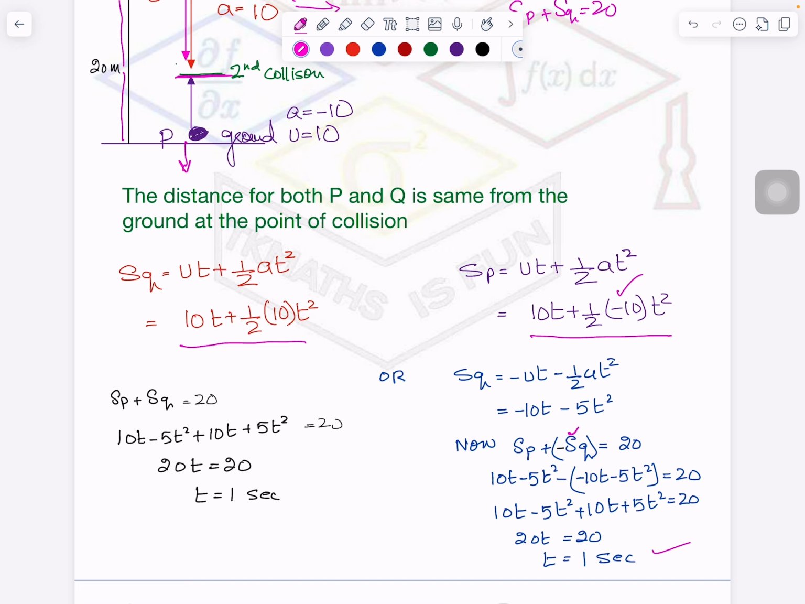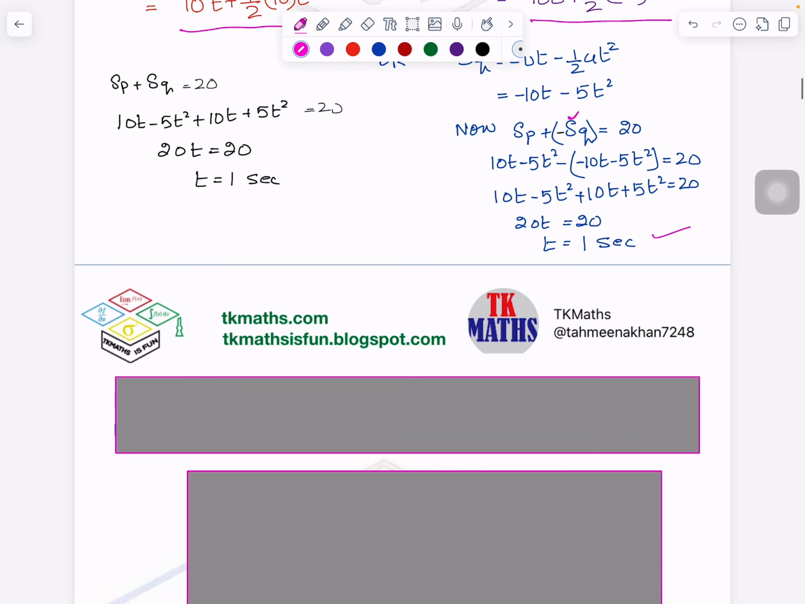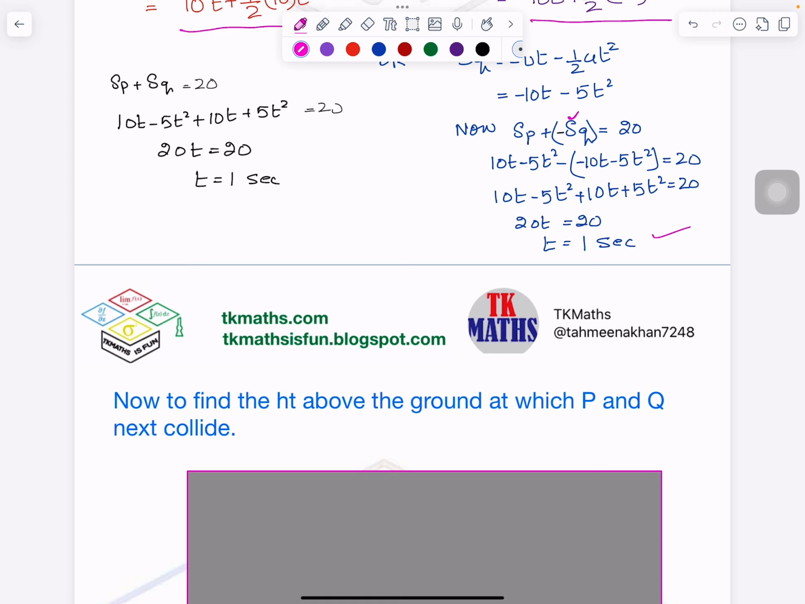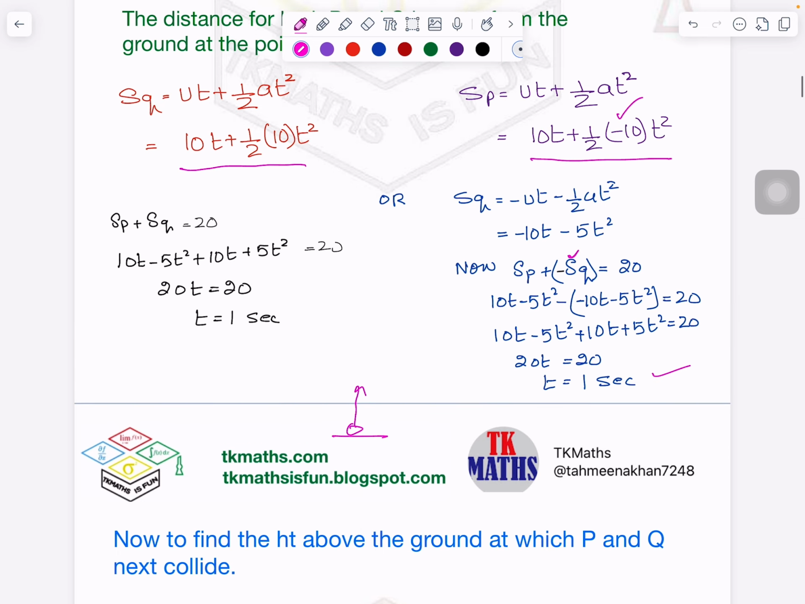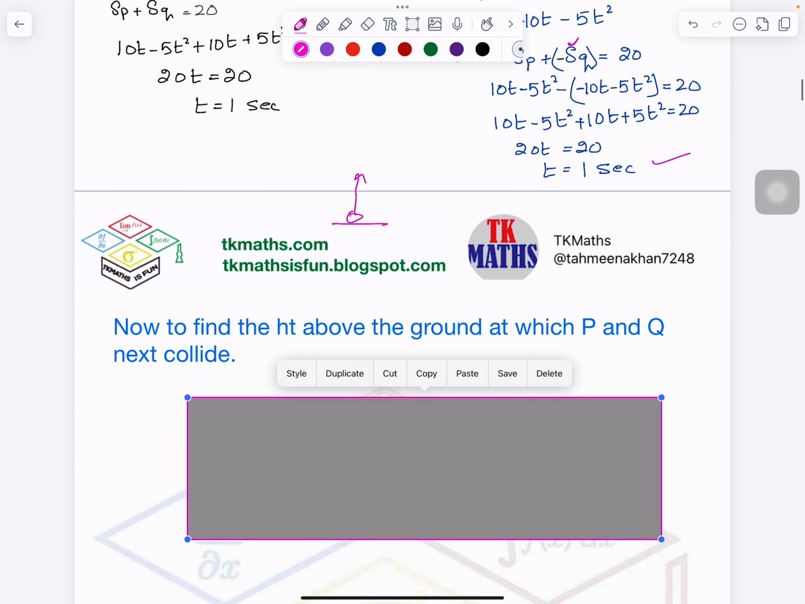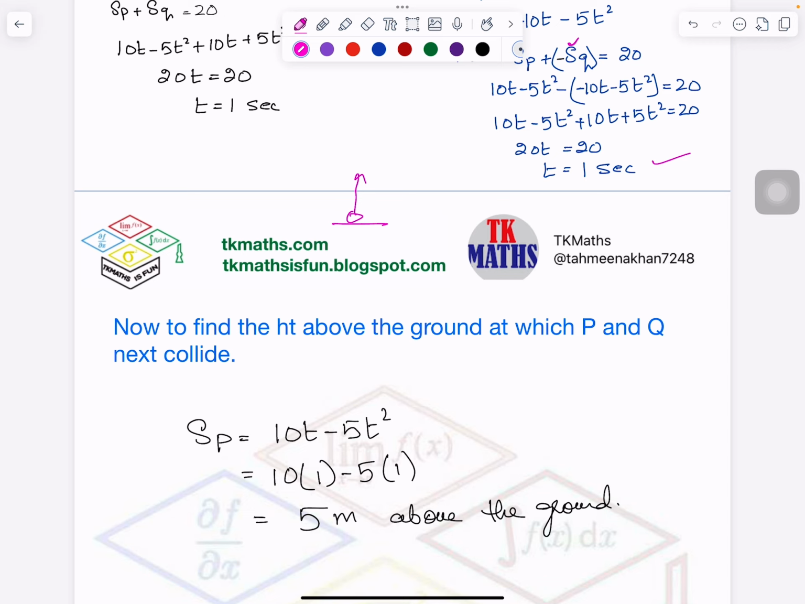Okay. Now, that was not the question. We have to find the height at which it is colliding. So now I can use SP, because from the ground it is saying, and the P particle was going up from the ground. So I will substitute in this equation the value of T, right? And you got the answer that it collided at 5 meters above the ground.